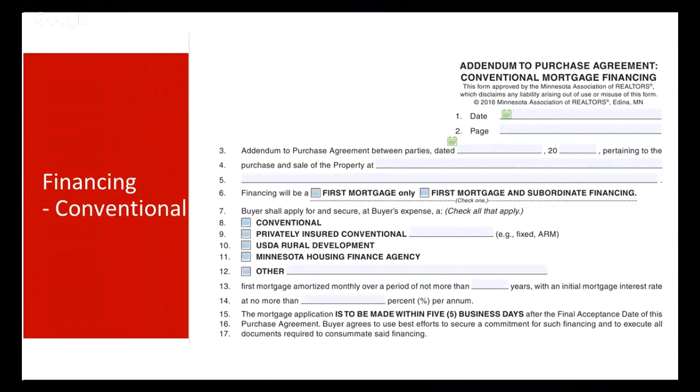Line 6, financing. Usually you're checking the first box, first mortgage only, and they shall apply for and secure at buyer's expense. Usually, the box at number 8 is checked, conventional, okay? Sometimes, right now, especially in our area where we have a lot of rural areas surrounding us, you might see that the USDA financing option is checked as well. But it's important to know and make note that a USDA loan, that type of financing, is actually in fact conventional, even though it's a 0% down program, okay?